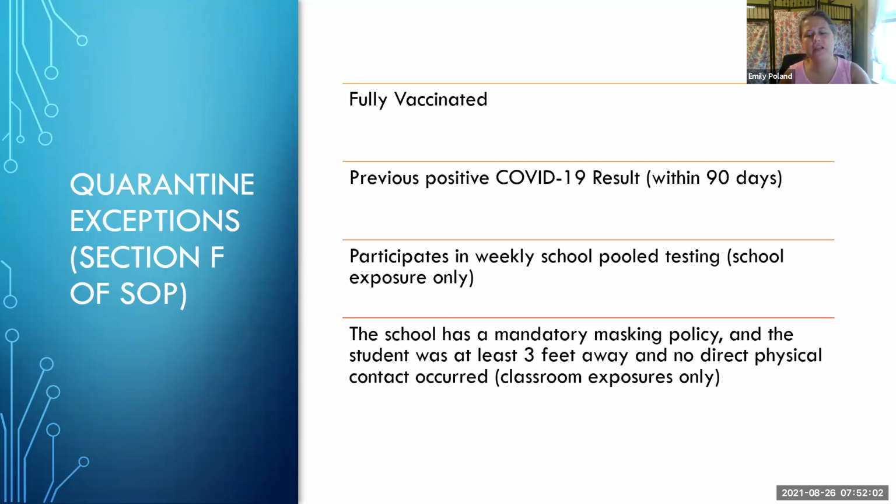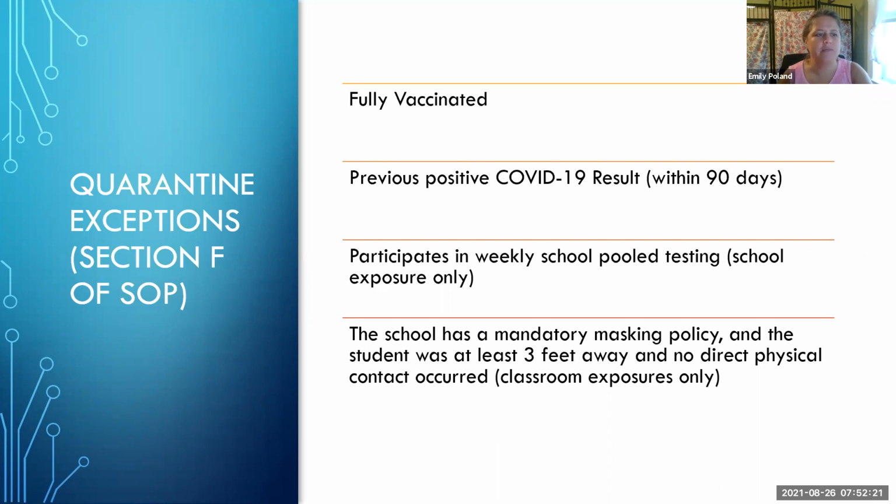The fourth option is a school that has a mandatory masking policy. We're calling this a universal mandatory masking policy. And that student was at least 3 feet away and there was no direct physical contact occurring. And that is only for classroom exposures.